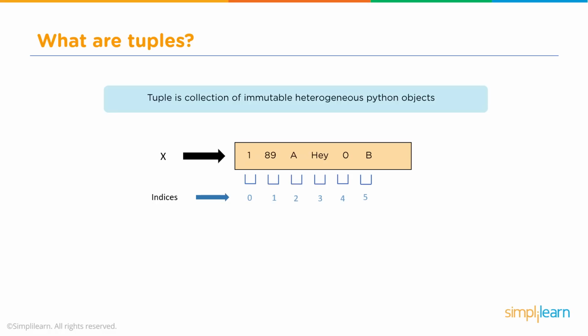Now we look at indices. Every element in a tuple takes up a position, and this position is what we refer to as an index. In plural, that's indices. The indices for tuples, lists and strings in Python, and most other programming languages, start with 0. So your element 1 is at the 0th position, your element 89 is at the 1st position, and so on, where B is at the 5th position. So in a way you can say that the length of your tuple x is 6, but the last index of your tuple x is 5 because it starts from 0 onwards.